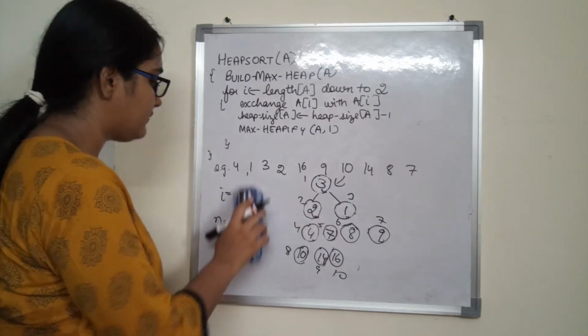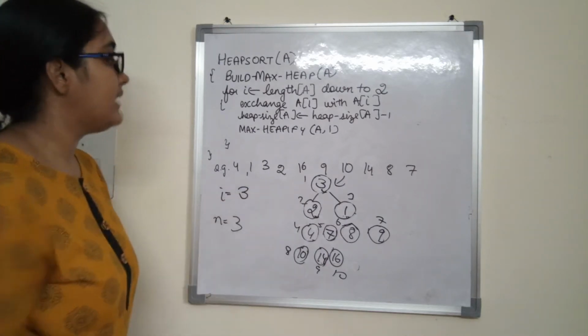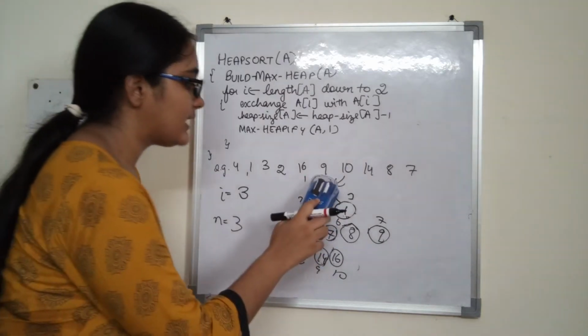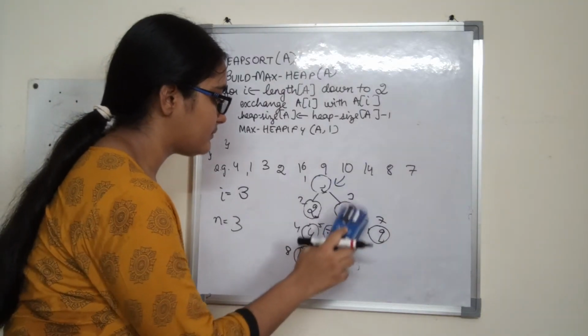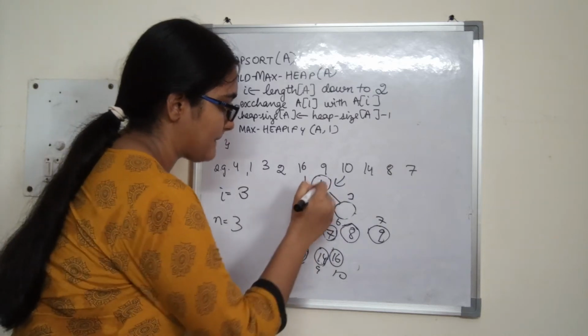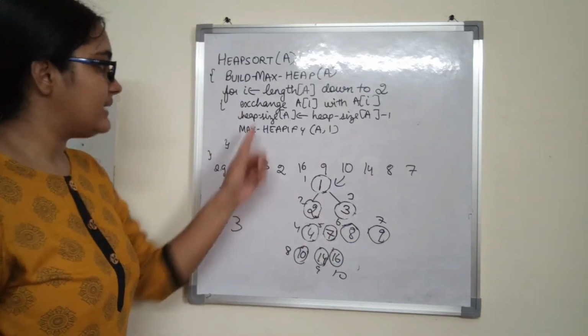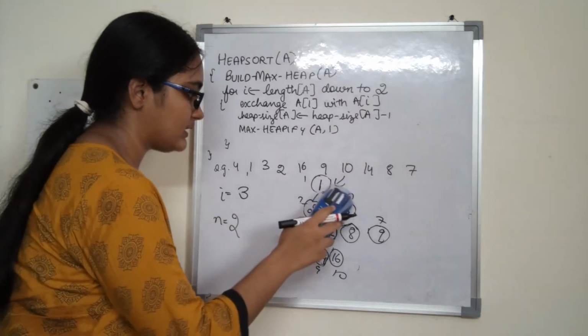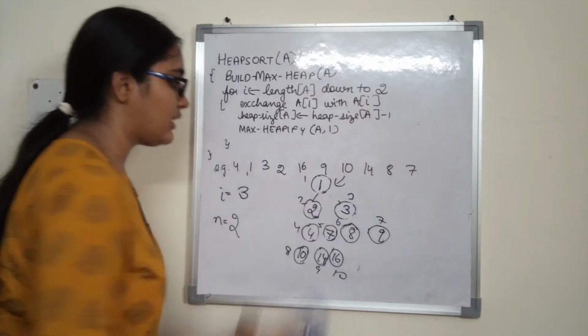Now i is equal to 3. Now exchange A of 1 with A of 3. 3 and 1 will be exchanged now. And heap size is equal to heap size minus 1. Now heap size is 2. Now it contains just 2 elements. Now again max heapify.